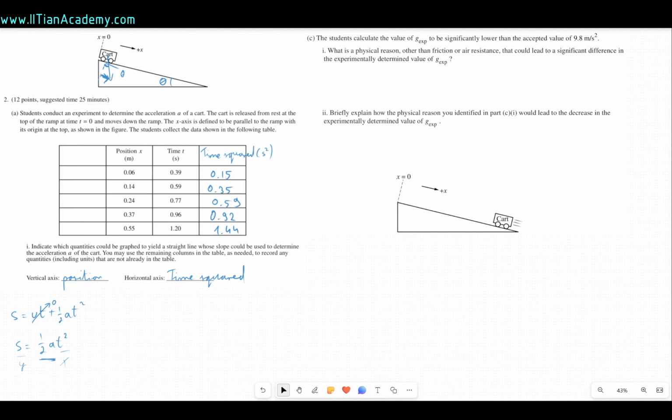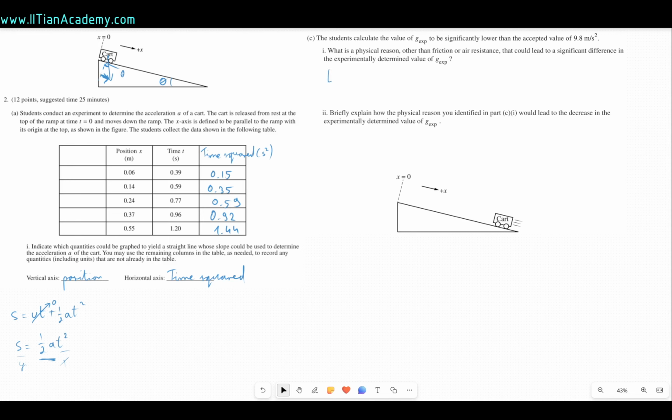For example, we don't know whether this experiment was carried out on Earth. Maybe it was carried out on another planet. It could also have been carried out in a very high elevation place, so somewhere very high, where the gravitational field strength is a little bit weaker. Therefore, obviously, we will measure something less than 9.8.